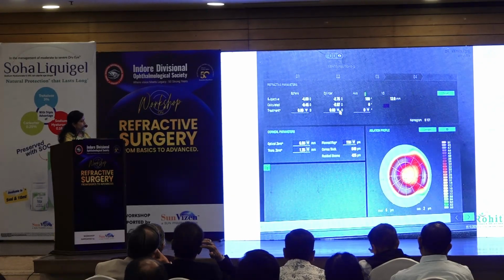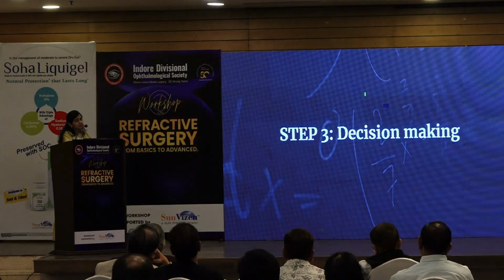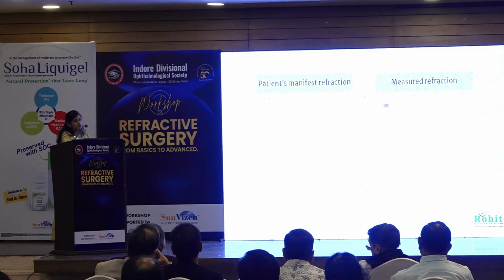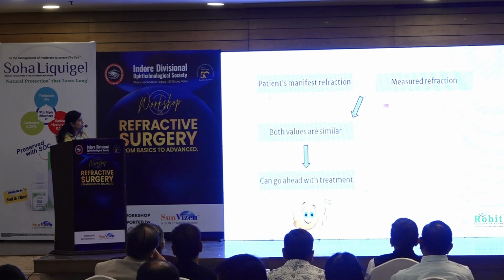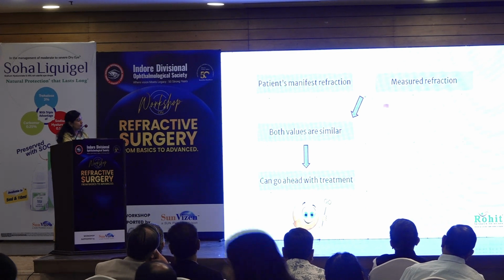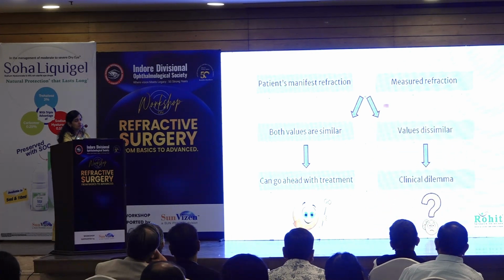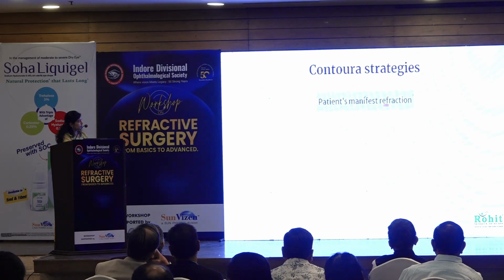After checking the zero ablation, now is the time for decision making. So we have two values with us, the patient's manifest refraction and the measured Topolyzer cylinder and axis. If both the values are similar, it's very easy, we can go ahead with treatment. But if the values are dissimilar, we have a clinical dilemma.